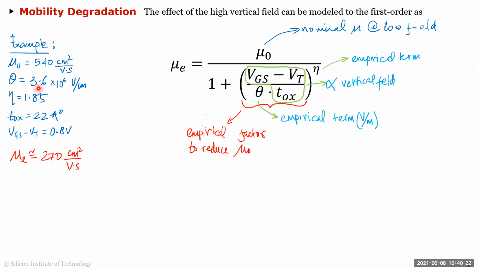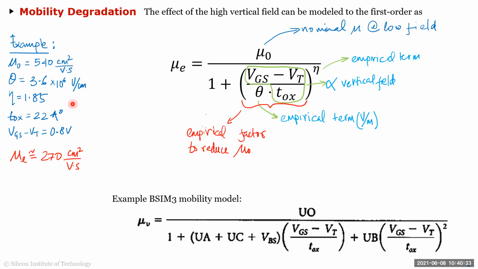So if you plug these values and do the calculations, you'll see that your effective mobility drops to 270, which is almost half of what this is, right? So that's how bad it is.